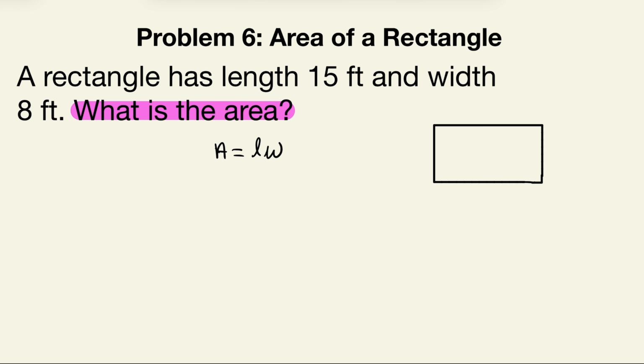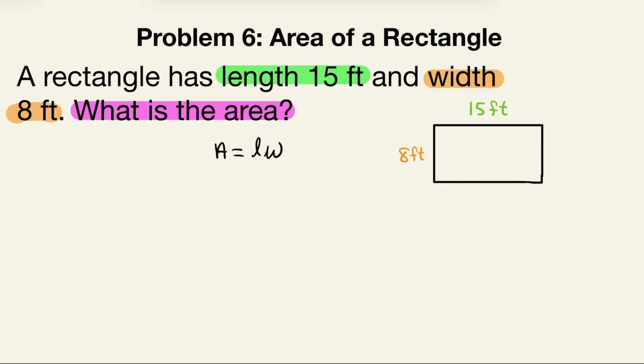Okay, and so we're given that the length for this rectangle is 15 feet. So I will go ahead and highlight that. The length is 15 feet, and the width is 8 feet. Let's go ahead and label the rectangle. You can go ahead and do that if you want to help you visualize it. I would suggest that if that's something that would help you, okay? So we have the length as 15 feet, and the width is given to us as 8 feet.